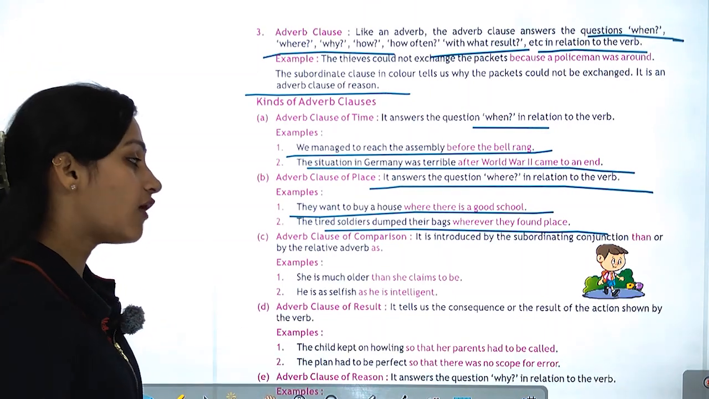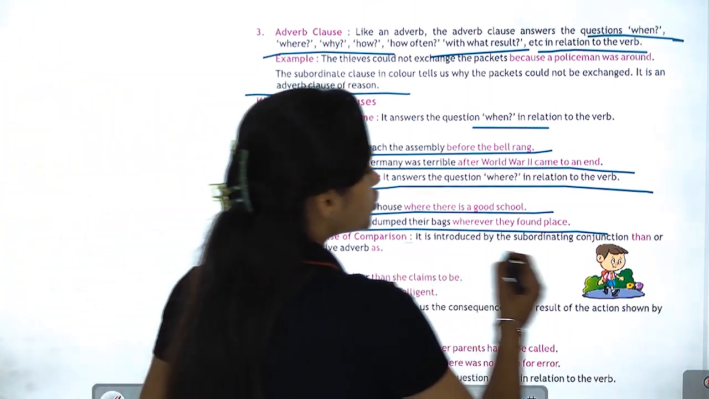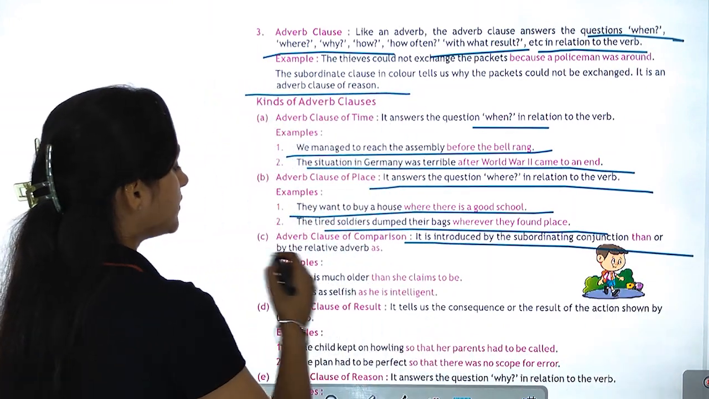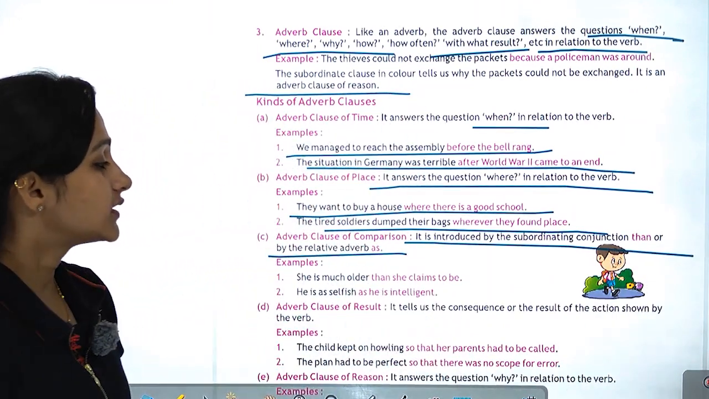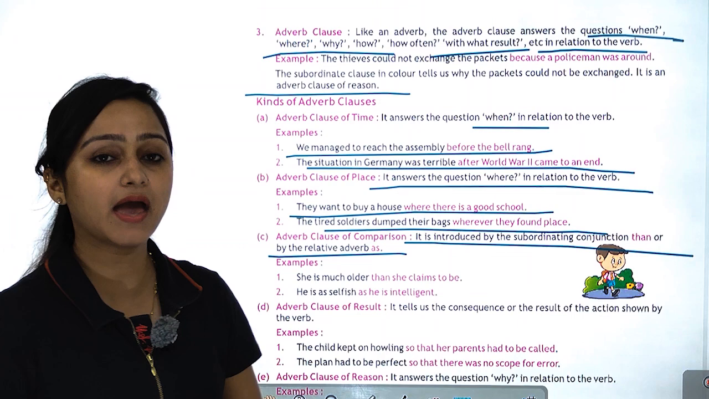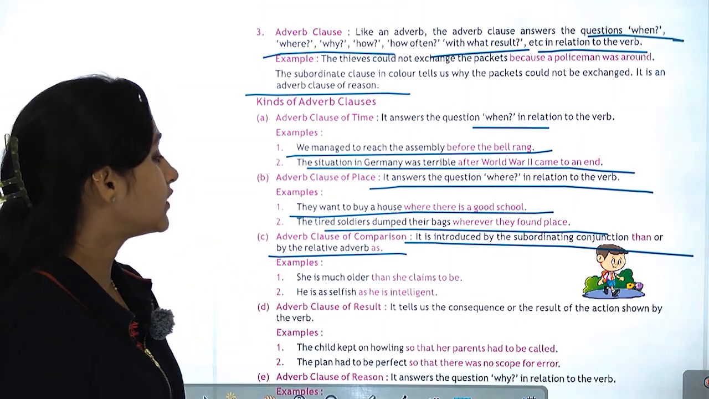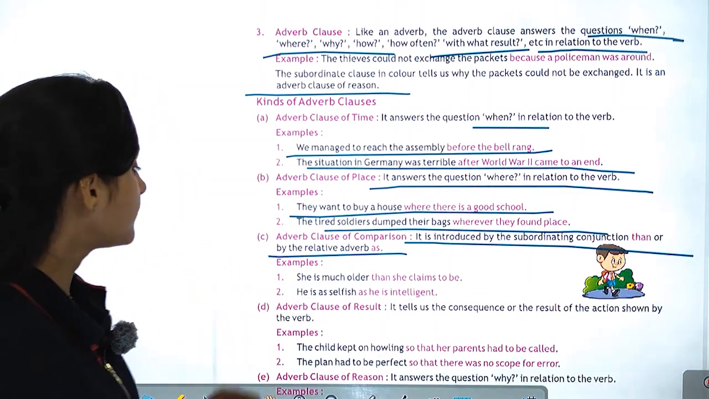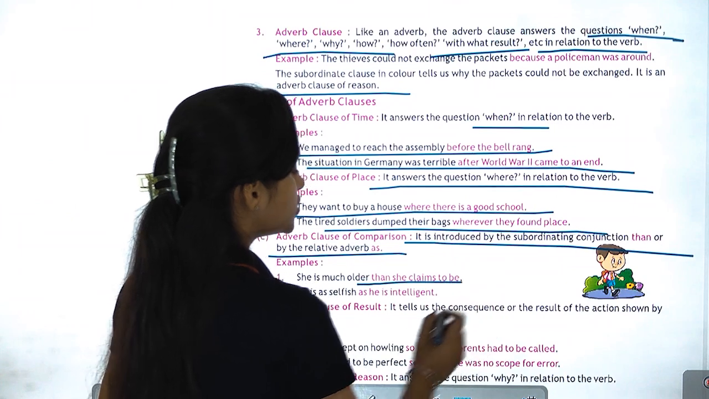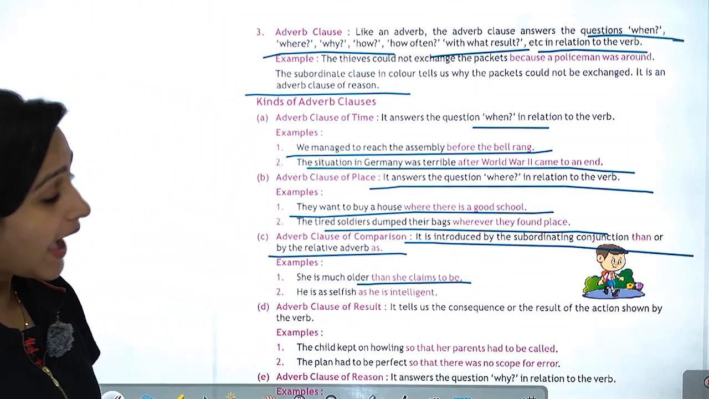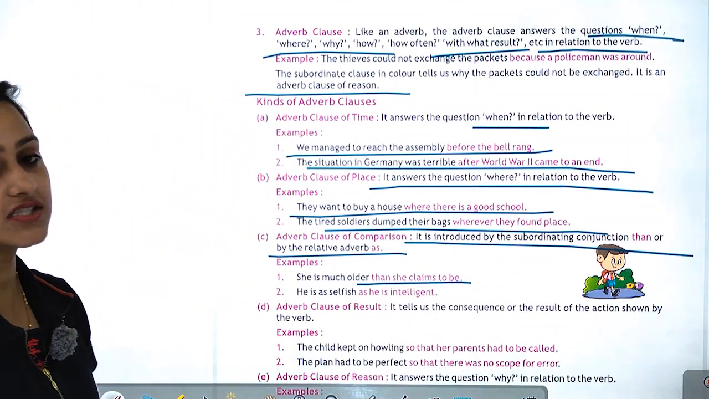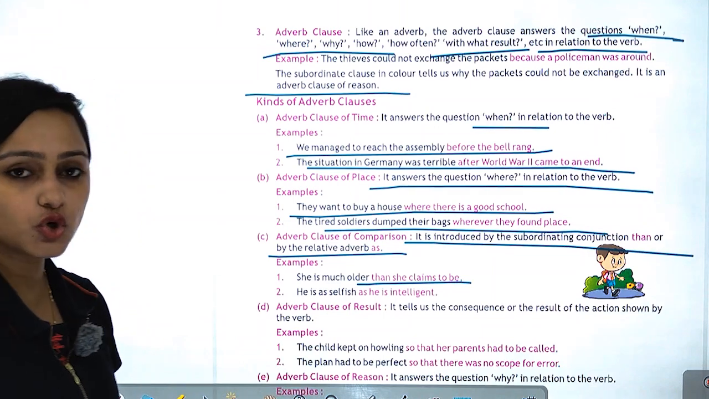Now adverb clause of comparison. It is introduced by subordinating conjunction than or by the relative adverb as. किससे हो रहा है subordinate conjunction than? और relative adverb as से इंट्रोड्यूस होता है. She is much older than she claimed to be. She is as selfish as she is intelligent. Than और as दोनों आ गया.